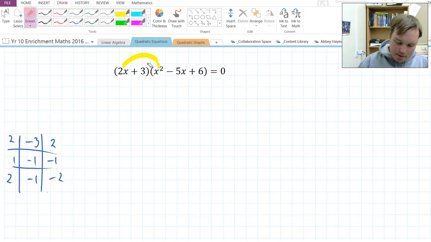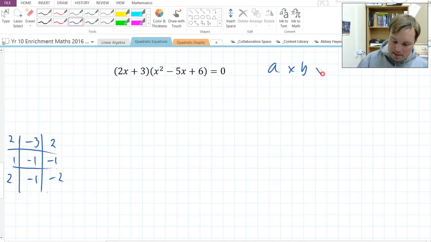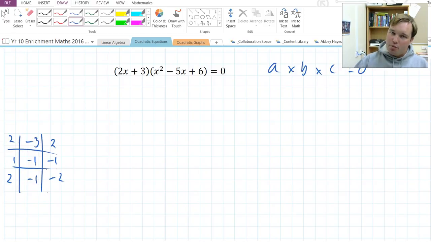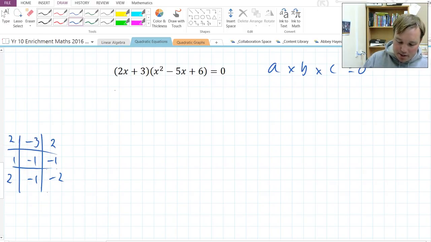So here, what we can think of is if we can split it up into like an extended null factor law, where we have a times b times c equals 0, what we can say is that one of a, b, or c must be 0, and therefore there's a potential for 3 solutions. So here, I can break that up into easily identifiable factors by factorising the quadratic term within it. So I'm going to leave 2x plus 3 there and factorise this one.